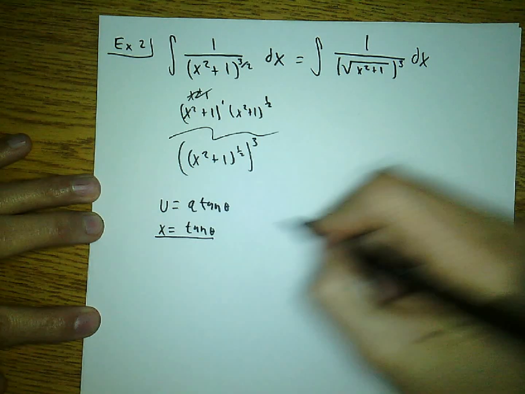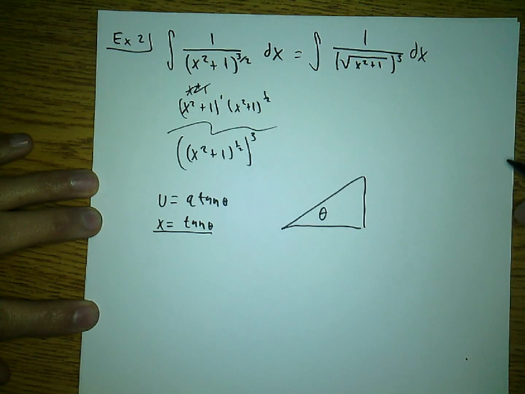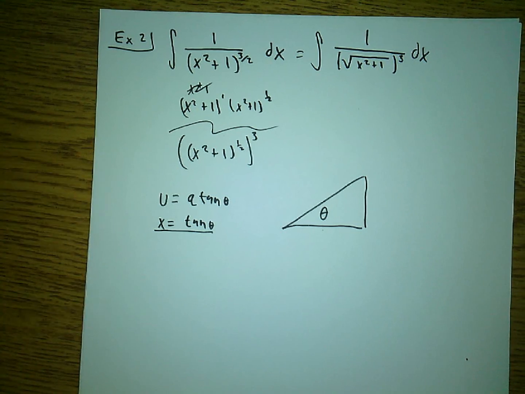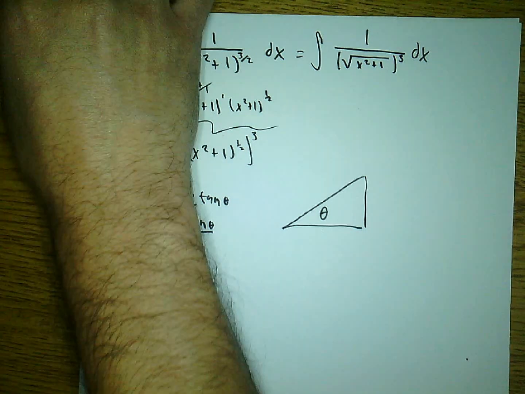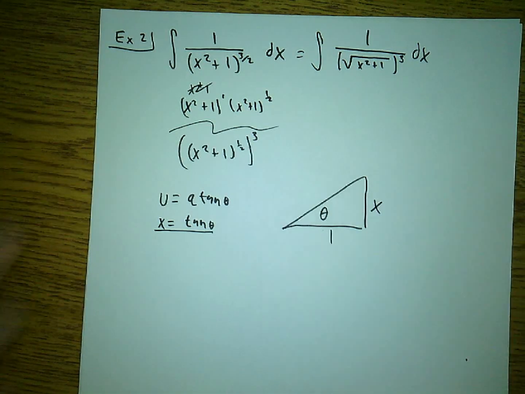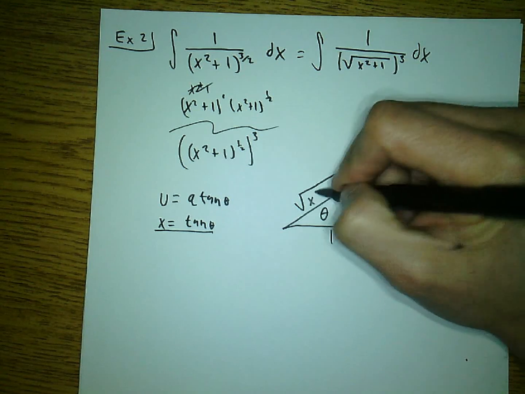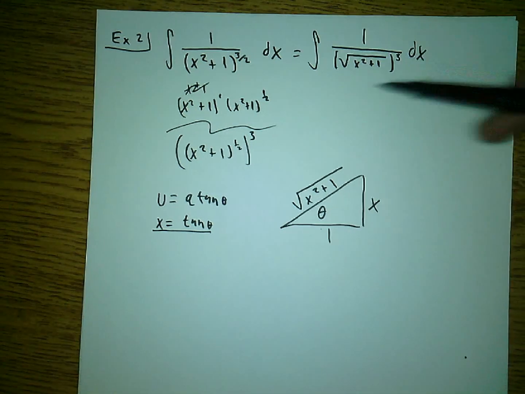Perfect. So now using this, we can make a triangle. If the tangent of theta is equal to x, then tell me what the opposite leg is. Tangent is opposite over adjacent, so if you have x, that's the same thing as x divided by 1. So this should be x, and that would be 1, which means that the hypotenuse would be the square root of x squared plus 1, which is what we wanted to happen. That is what we're dealing with, right?